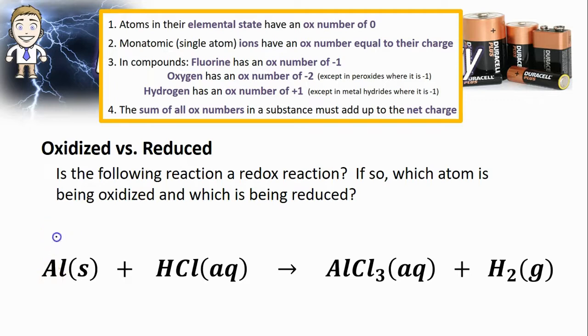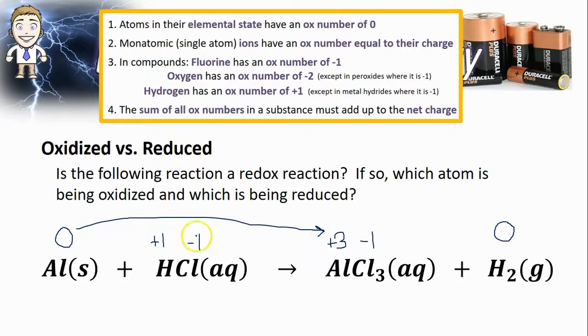I'll start off by putting in oxidation numbers. Let's do the easy ones, aluminum and hydrogen, both elements, so both 0. My hydrogen is going to be plus 1 here in this compound, which means chlorine has to be minus 1. Here my aluminum is in an ionic substance, so it's going to have its charge equal to the oxidation number, so plus 3. And the chlorines will again be minus 1 since there's 3 of them to balance out that plus 3. I can see then that the aluminum is the one that gets more positive.